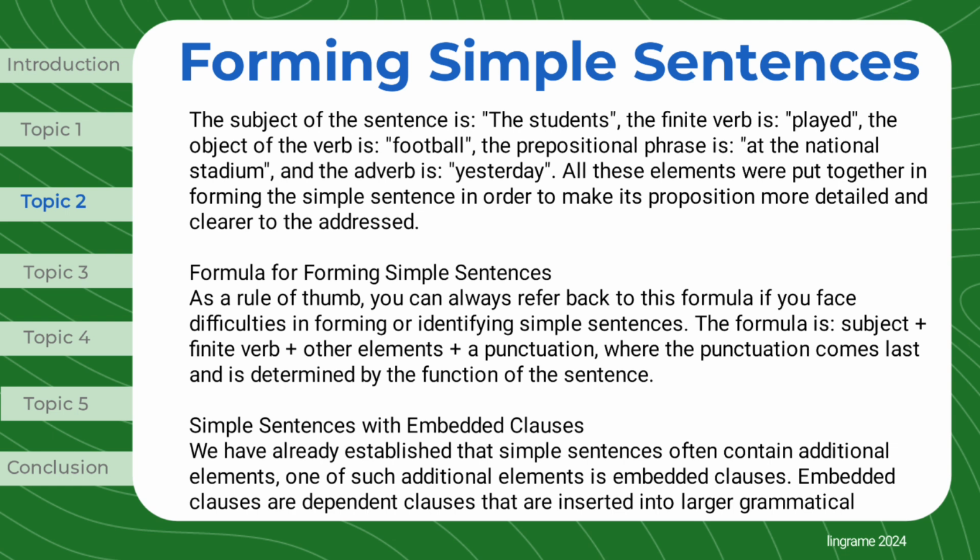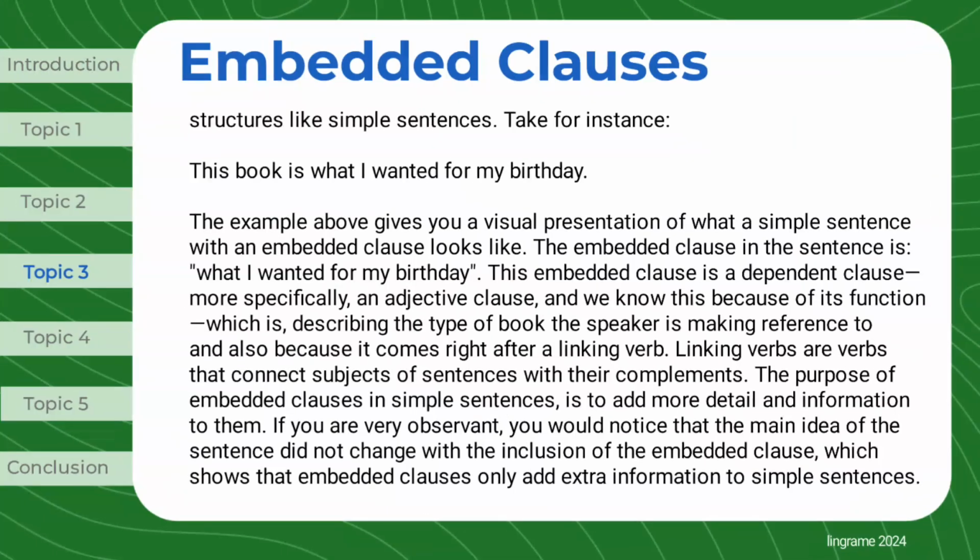We have already established that simple sentences often contain additional elements. One of such additional elements is embedded clauses. Embedded clauses are dependent clauses that are inserted into larger grammatical structures like simple sentences. Take for instance, this book is what I wanted for my birthday. The example above gives you a visual presentation of what a simple sentence with an embedded clause looks like. The embedded clause in the sentence is, what I wanted for my birthday.